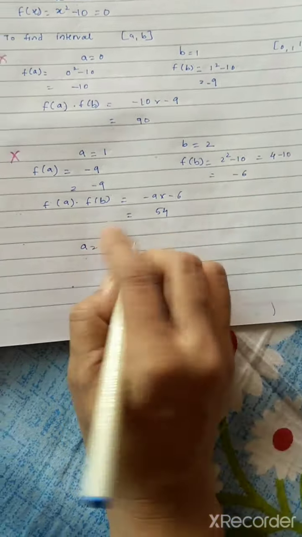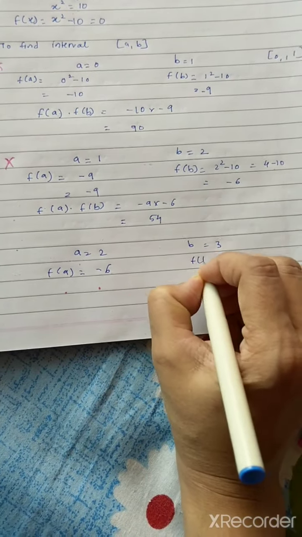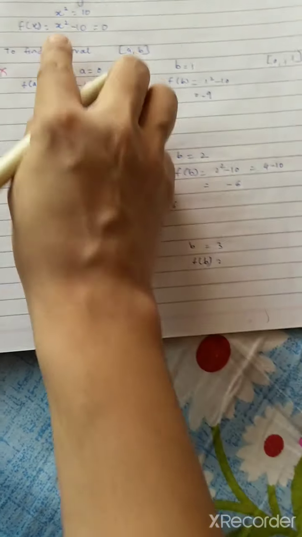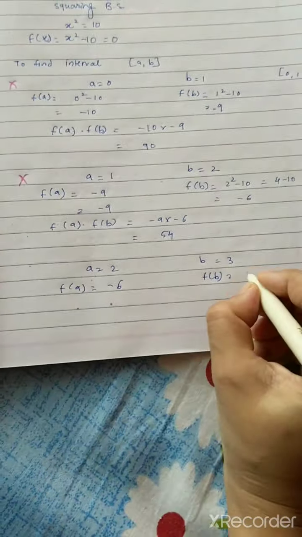So next, continuing with this, a is equal to 2 and b is equal to 3. When a is equal to 2, we have already found the value, so f of a will be minus 6. And when b is equal to 3, f of b will be, substituting in the polynomial, 3 square is 9, minus 10. This will be minus 1. Again see, minus and minus. So f of a into f of b will be minus 6 into minus 1, which is equal to positive 6. Again this is greater than 0. So we are not going to consider this also.